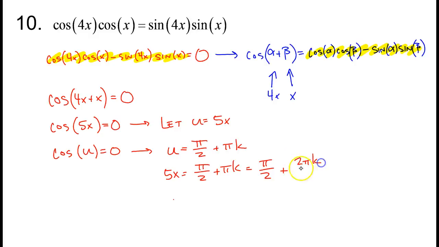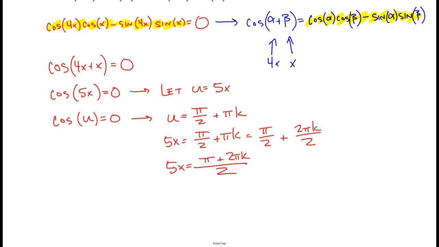I'm going to go ahead and rewrite this right-hand side as pi over 2 plus 2 pi k over 2. I multiplied by 2 over 2, so I have a common denominator. And now I have 5x equals pi plus 2 pi k over 2. And the reason why I'm doing that is it's going to make it easier for me to come up with a list of values for x. But first I have to divide both sides by 5. So that gives me x equals pi plus 2 pi k all over 10.